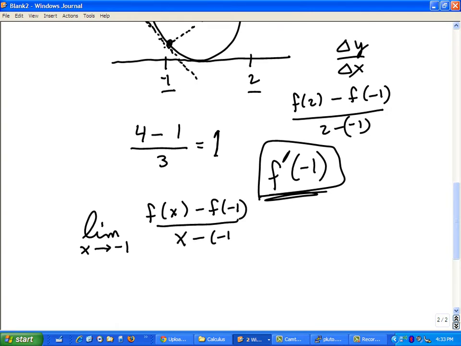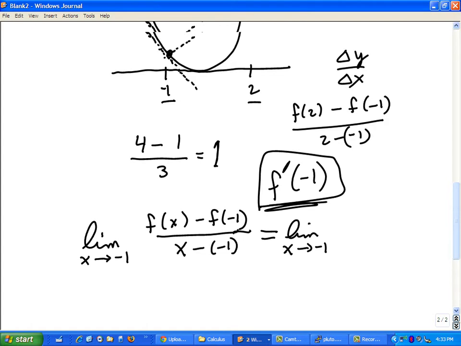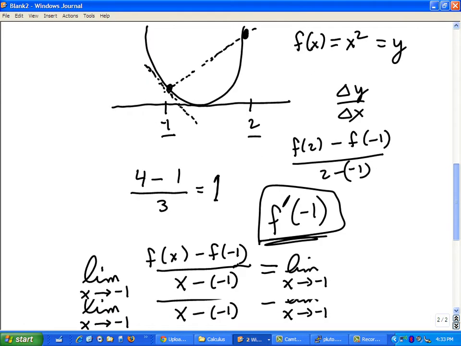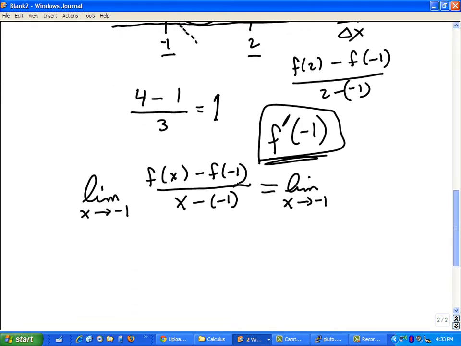All right, and we just fill in what we know. The limit as x goes to -1 of, what's f of x? Well, I have a formula for it. It's up there in case you forgot. It's our old friend x squared. So f of x is x squared minus f of -1. I think I can calculate f of -1. That'd be -1 squared. -1 squared is 1. Divided by x minus -1. That's x plus 1.